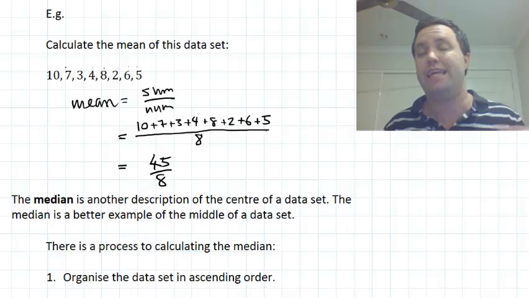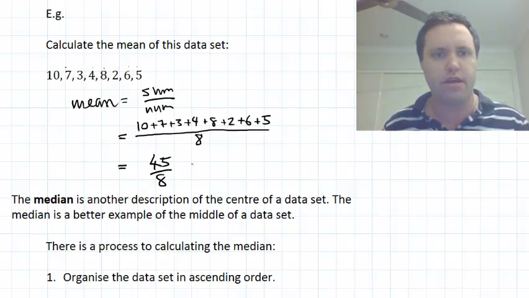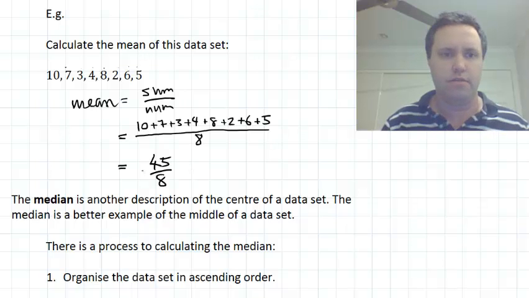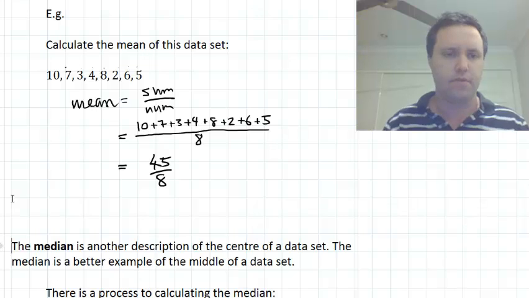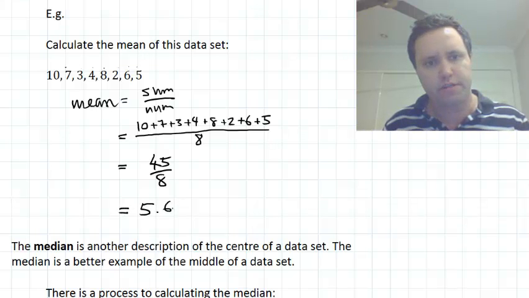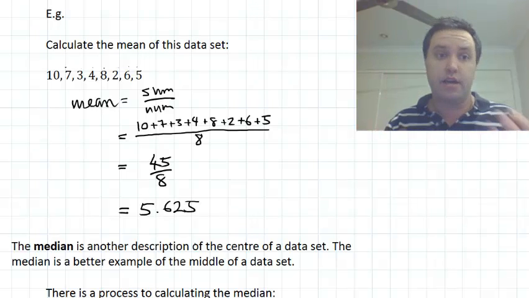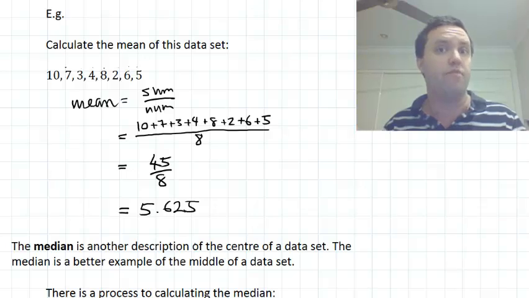We'll talk about how to do that in class, and just press enter and you will end up with it being equal to 5.625. Okay, so that's how you go about calculating that particular measure called the mean.